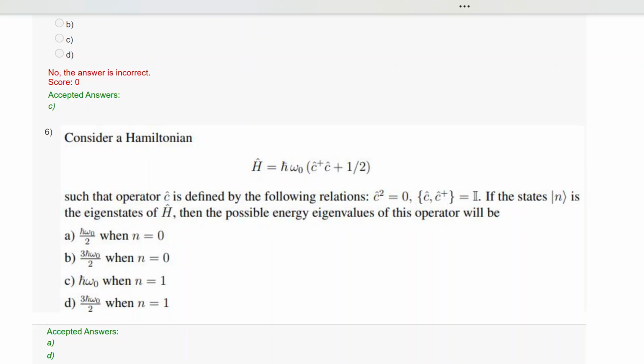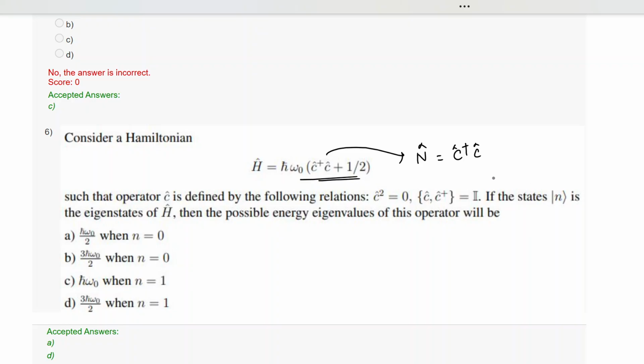Now one thing is very clear: you can directly see from this form itself that this is like a harmonic oscillator sort of Hamiltonian, because you have n plus half times h cut omega naught. Why am I saying n cap? Because the operator c cap dagger c cap is sort of like the number operator, n cap equal to c cap dagger c cap, where c cap dagger is the creation operator and c cap is the annihilation operator. But you have to first check whether it actually satisfies that condition or not.